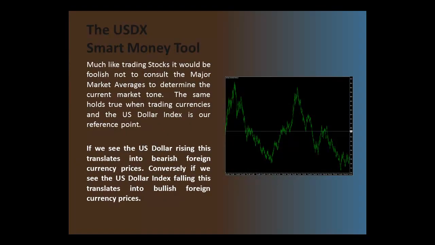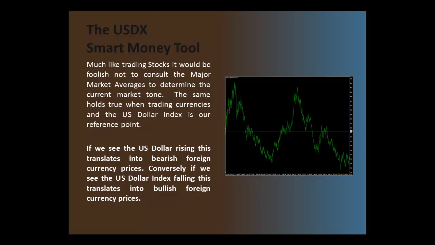We're going to discuss the US dollar index smart money tool. Much like trading stocks, it would be foolish not to consult the major market averages to determine the current market tone. The same thing holds true for trading currencies, and the US dollar index is our reference point. If we see the US dollar rising, this translates into bearish foreign currency prices. Conversely, if we see the US dollar falling, this translates into bullish foreign currency prices.